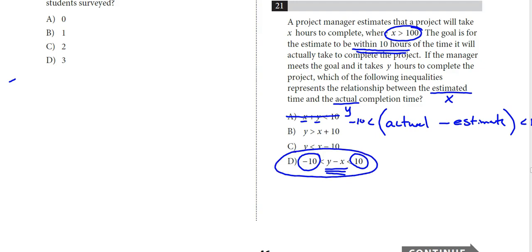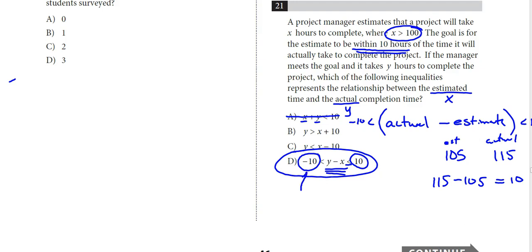And let's just pick a couple of numbers. If X had to be bigger than 100, let's say we estimated it was going to be 105. Well, if the actual was longer, let's say the actual was, I don't know, 115. When I subtract those two, the actual minus the estimated, that number is 10. Technically it's not within our window because we don't have an equal-to bar there. But if we did 114.9 or something, we would be within the zone.